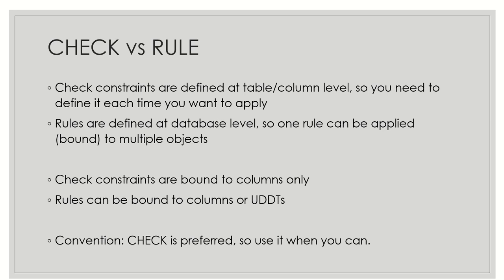Now before we do that, just a little note about the difference between check and rule. Check constraints are defined at the table or at the column level. So a check constraint can be applied to a column when you're creating that table or after, but the table has to be involved. Rules are defined at database level. So you can create one rule and apply it or bind it to multiple objects. Check constraints can be bound to columns only. Rules can be bound to columns or user-defined data types.